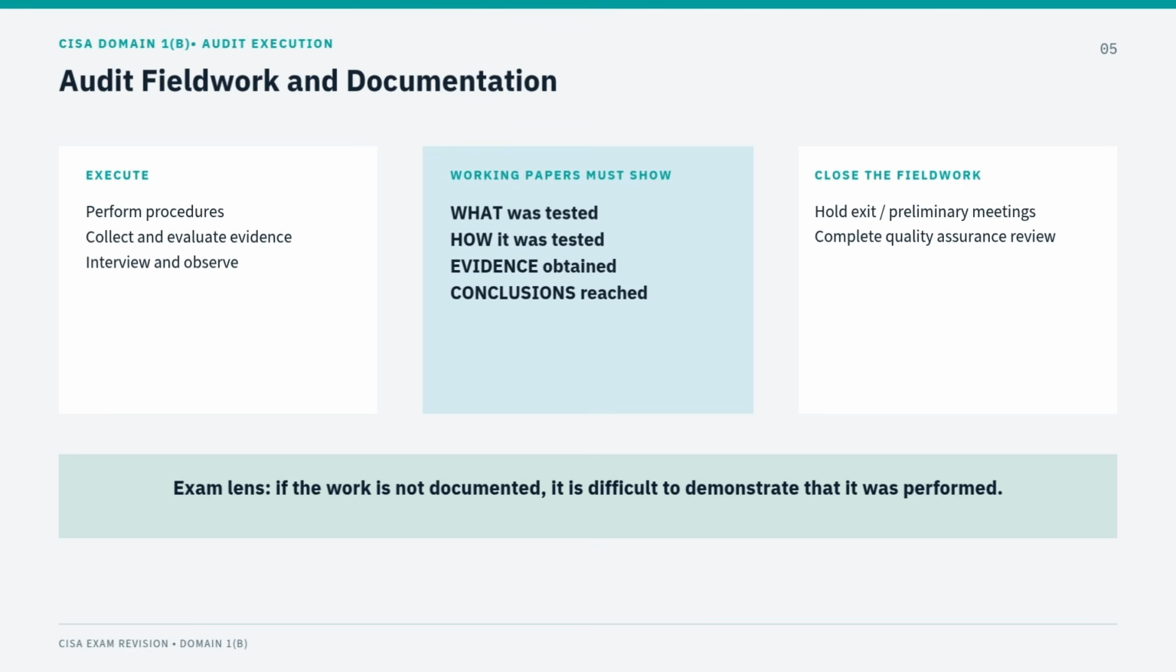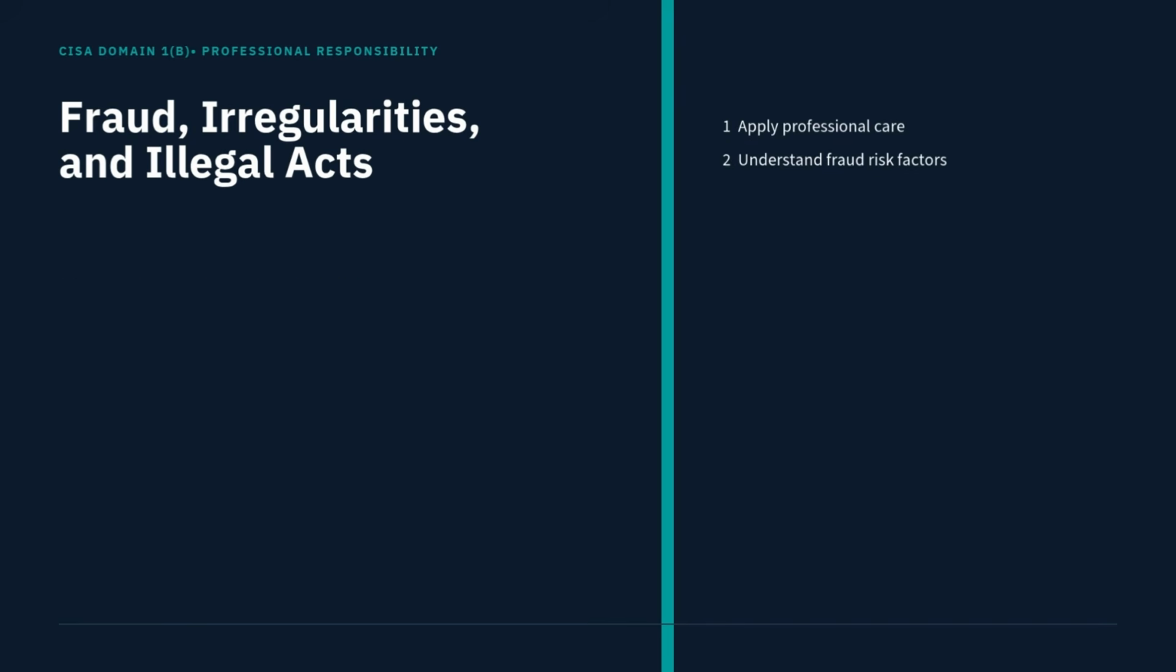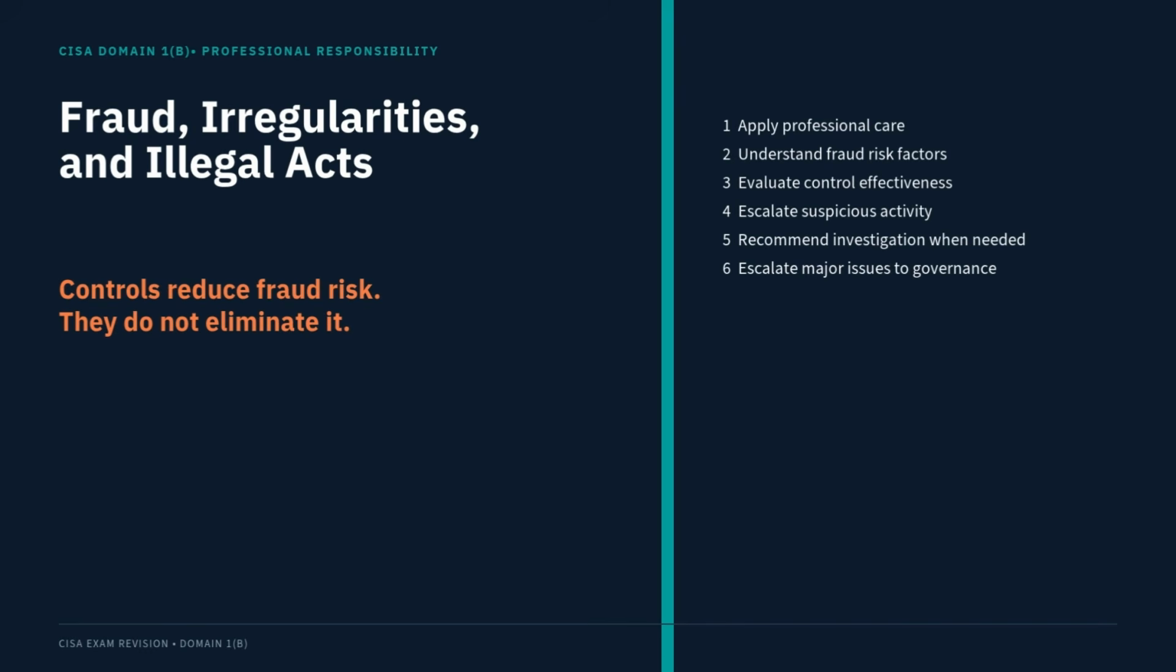Now, fraud, irregularities and illegal acts. An important professional principle is that controls reduce fraud risks but do not eliminate it. The auditor must apply professional care, understand fraud risk factors, evaluate control effectiveness, escalate suspicious activity and recommend investigation or governance escalation when circumstances require it.